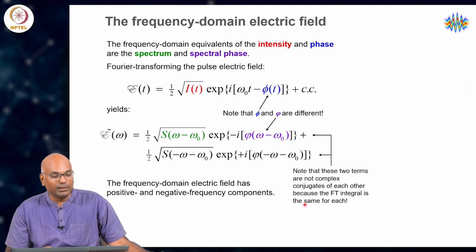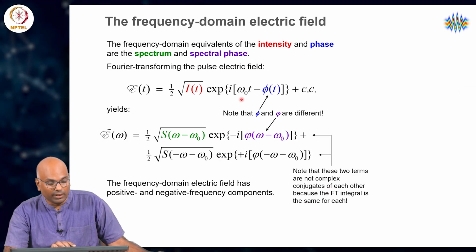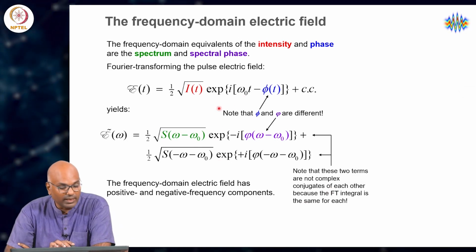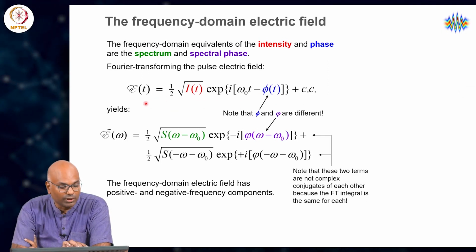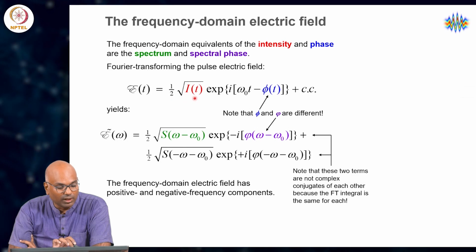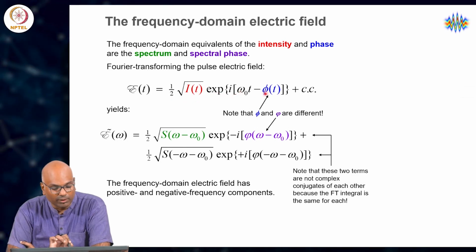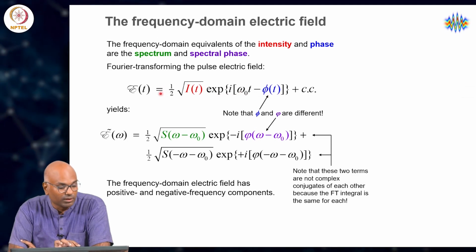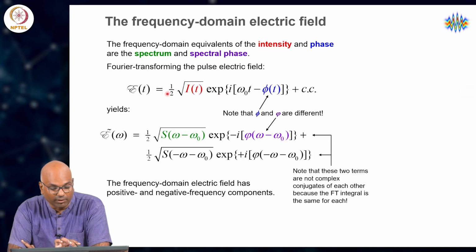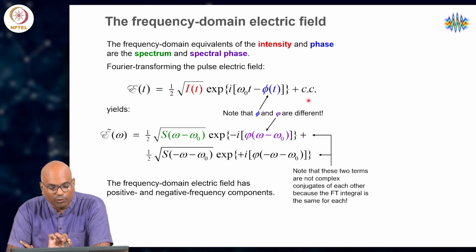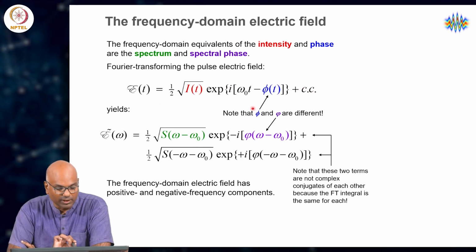Now, the same pulse can be described equally well in the frequency domain, entirely and in as complete a way as the time domain, which is the first equation here. E of t is a half square root of I of t exp of i(omega naught t minus phi of t). Note the fact that here it is an equality. We have set the system of units such that we can write this expression as it is, and of course, we always have the plus complex conjugate, so that the left hand side remains real.